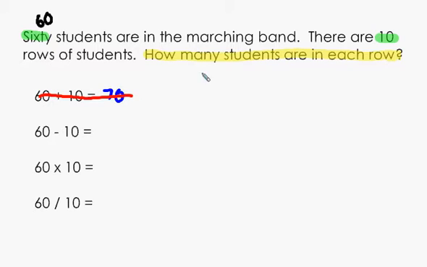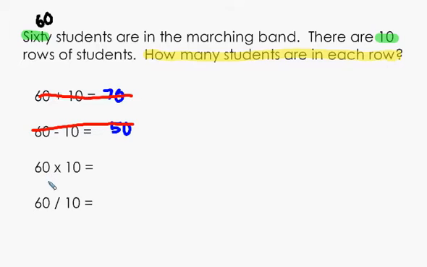Let's look at the next one. 60 minus 10. 60 minus 10 is 50. I don't think there could be 50 students in each row because there are 10 rows of students. And if there are 50 in the first row and 50 more in the second row, we're already at 100 students. And there are only 60 students in the marching band. So I don't think this strategy is going to work either.